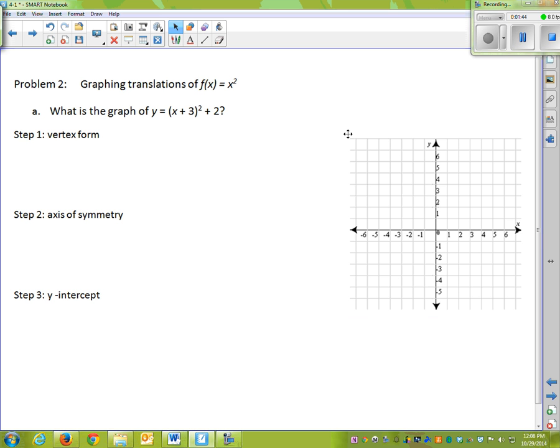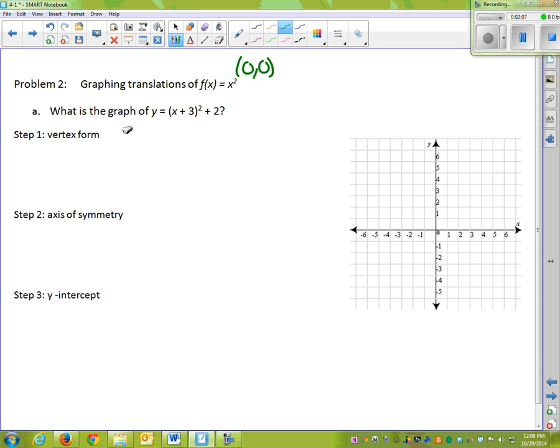My problem, graph the translations of f of x equals x squared. Translations is just another way of saying movement. So I'm going to take the parent function, whose vertex is at 0, 0, and I'm going to move that graph left, right, up, or down.